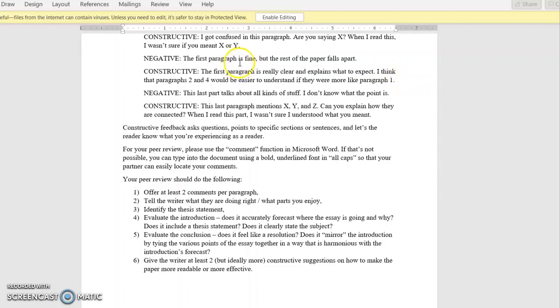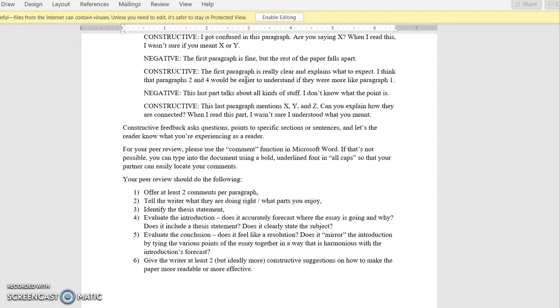Here's another example. The first paragraph is fine, but the rest of the paper falls apart, right? No one has any idea what that means. All they know is that, okay, great, I have to rewrite most of my paper, but I don't know how. And I don't know what to change because I don't really know what fall apart means. So to say basically the same thing in a constructive way, you'd say, the first paragraph is really clear and explains what to expect. I think paragraphs 2 and 4 would be easier to understand if they're more like paragraph 1, right?